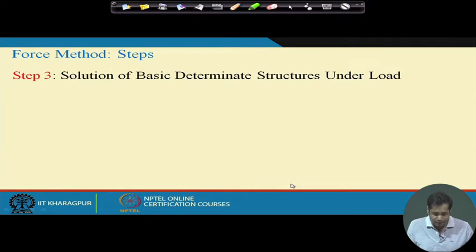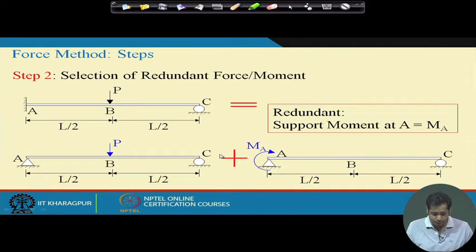Then step 3 is the solution of the basic determinate structures. In this case we have 2 determinate structures, because the static indeterminacy is 1. Had it been more than 1, then we could have several other small substructures as well. In this case, we have two basic structures. One is subjected to the externally applied load, which is on the real structure, and the next part is the same structure, but now there is no externally applied load. Instead, this structure is subjected to the redundant force or redundant moment.